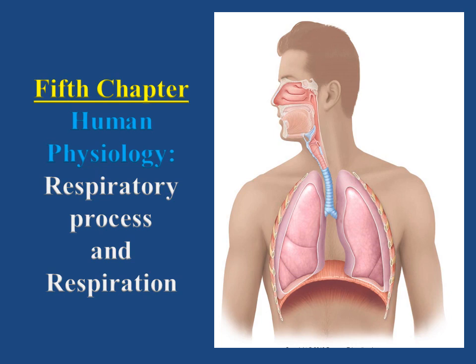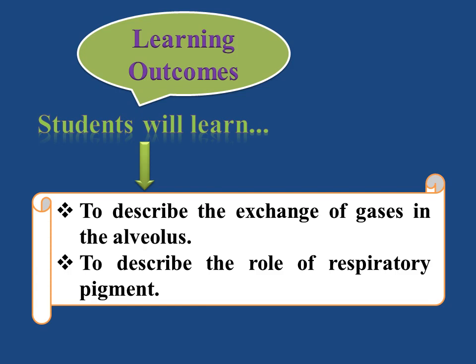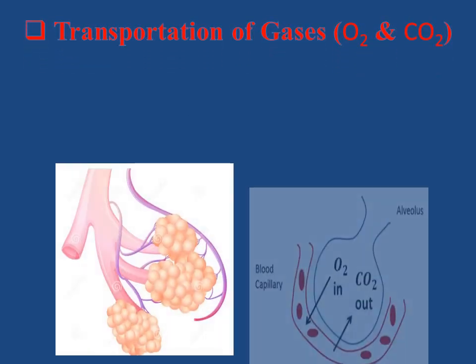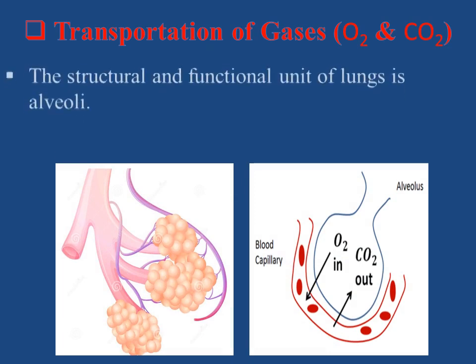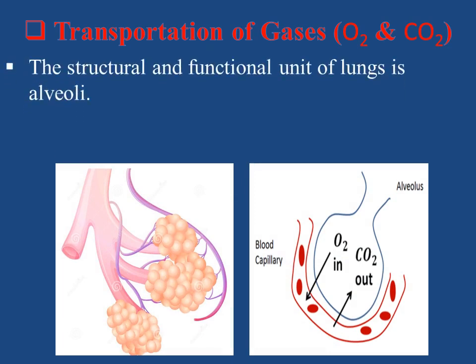Fifth chapter, human physiology, respiratory process and respiration. Today I will discuss the exchange of gases, oxygen and carbon dioxide, in the alveolus and the role of respiratory pigment in this process. Let's start. Transportation of gases, oxygen and carbon dioxide.